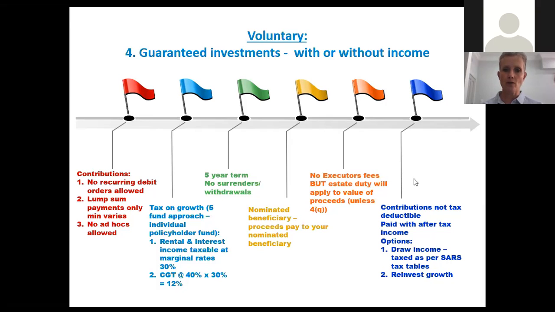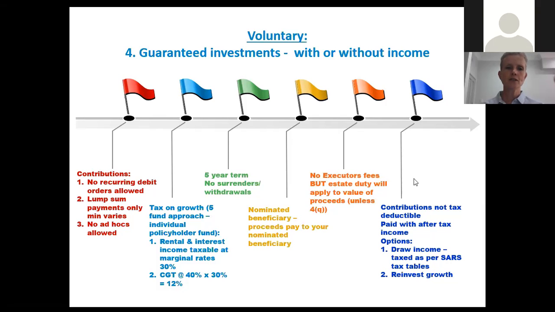There would be a nominated beneficiary on this product, again, because it's an endowment type structure, so the proceeds would pay to your nominated beneficiary. There would be no executors fees on this product, but obviously estate duty would apply unless there's a section 4Q deduction, which is bequeathing your estate to your spouse. Contributions are not tax deductible, again, paid with after-tax money. The option upfront is, you can choose to withdraw the income. As per tax tables, it will be taxed, okay? And then you also have the choice upfront to reinvest it. So there's only really two choices upfront. Do you want to draw out the income, or do you want to leave it to be reinvested?